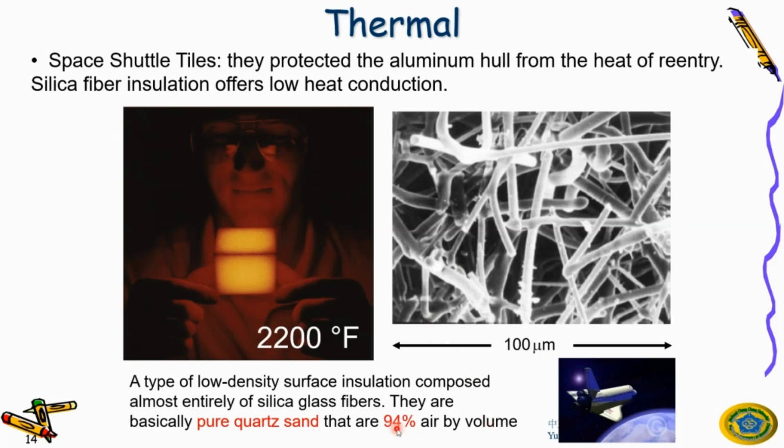And the porosity is about 94%. So there are only 6% fibers in this brick. Okay, only 6%. So the other 94% is empty. There's nothing. So that's why this is a very good thermal insulator, sorry.